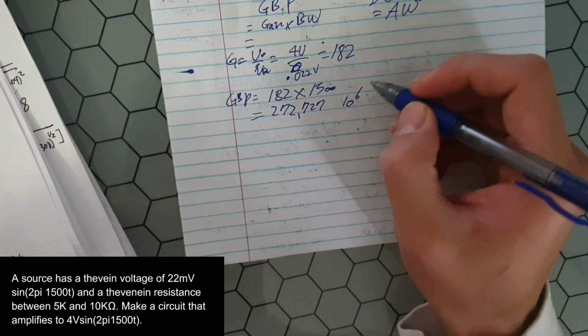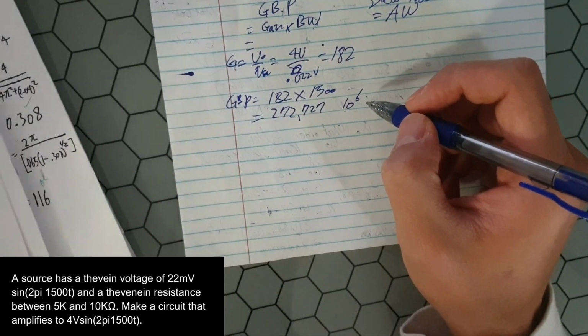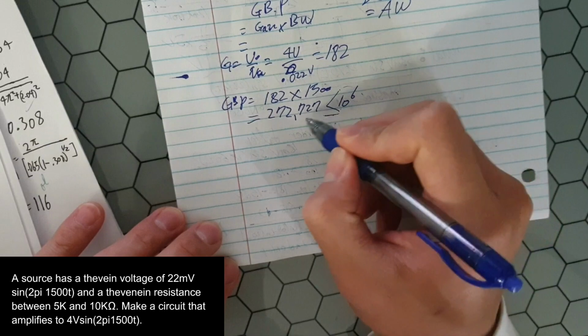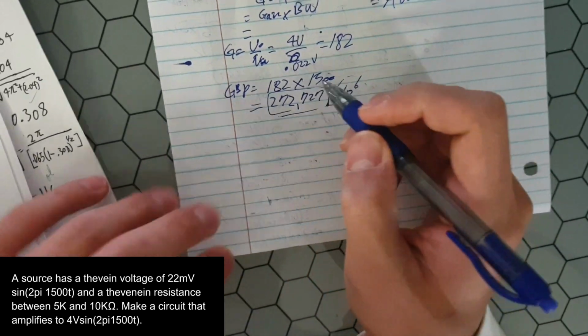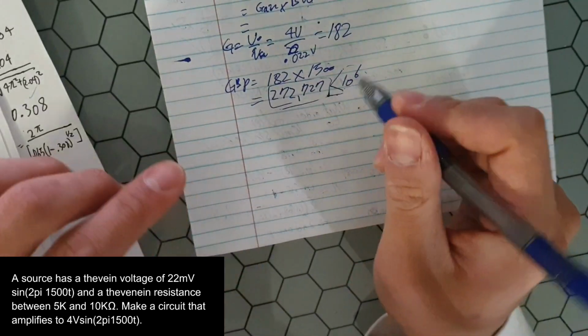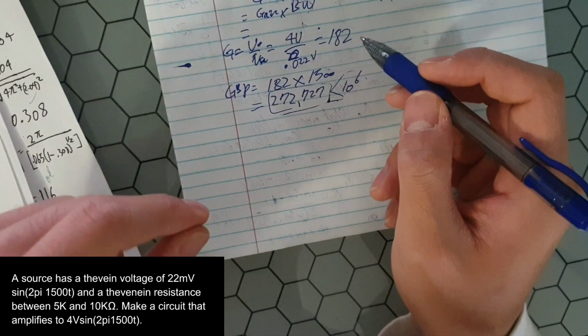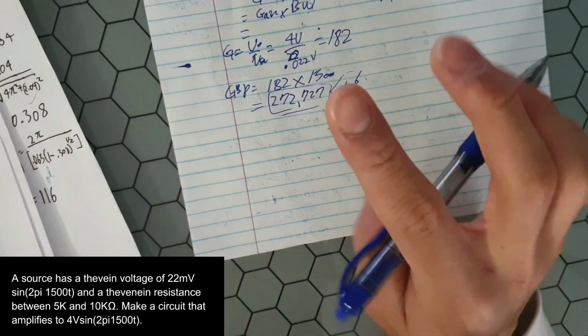So, since our value is bigger than 10 to the power of 6, we need to make this smaller. What we can do is actually use 2 op-amps. Each op-amp will have a gain of the square root of 182, and we'll have 2 of them.